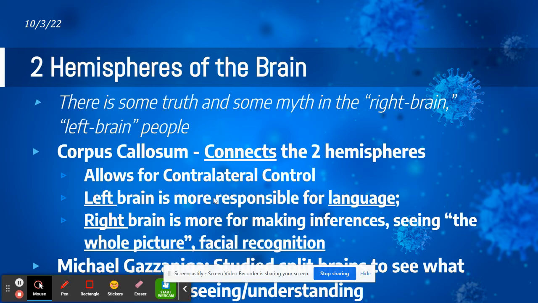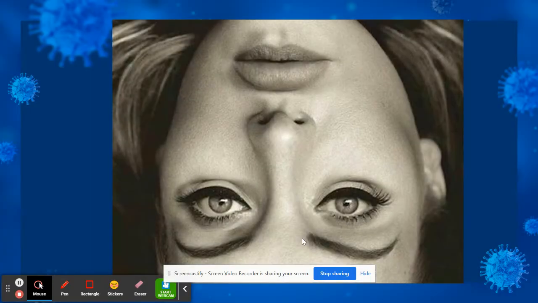There is some specificity into what the left hemisphere versus right hemisphere is responsible for, and we'll talk more about this next class. I'll start off with this next time. But the left brain is more responsible for language, is one thing that's specifically found within left brain function. We'll talk more about that later, but that would be where you find the Broca's area and Wernicke's area. And the right side of your brain is more so for making big picture inferences, seeing the whole picture, and also facial recognition.